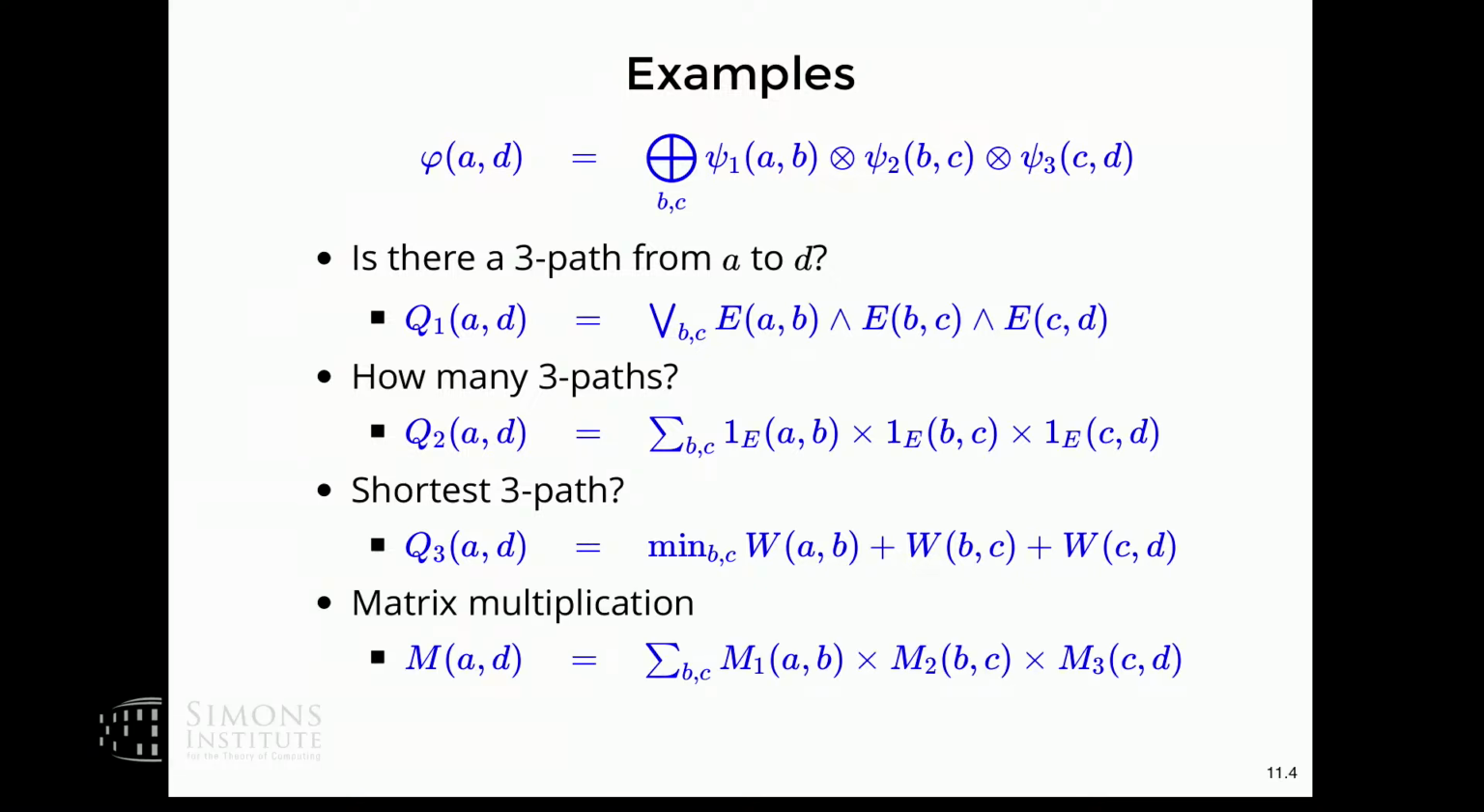Alternatively, we could also use the same SPQ to encode matrix multiplication, where now we use psi1, psi2, psi3 to encode matrices. We multiply them and sum over BC, and the result is basically a matrix that represents the product of these matrices. So the beauty of the sum product abstraction is that no matter what is the domain that we are talking about, whether it's graphs or matrix multiplication, we can always solve these queries in the exact same way using the semi-ring abstraction, using nothing other than the semi-ring properties.